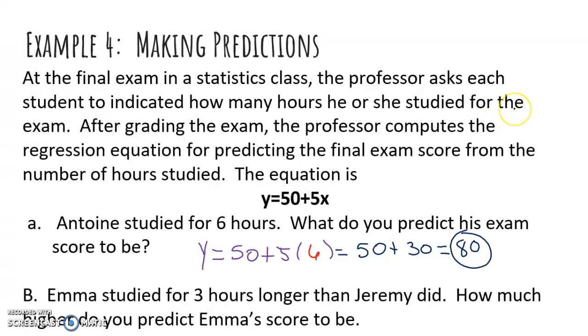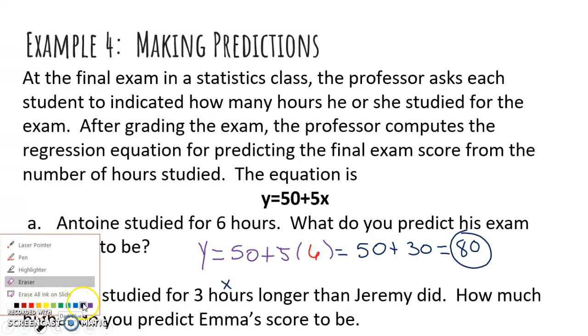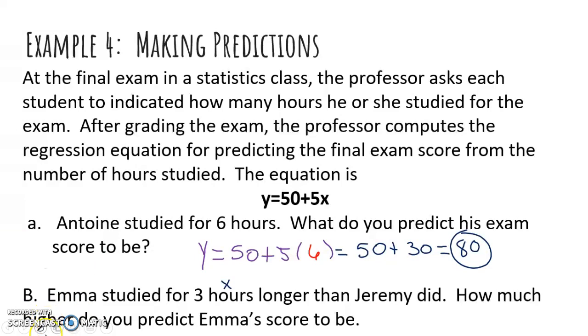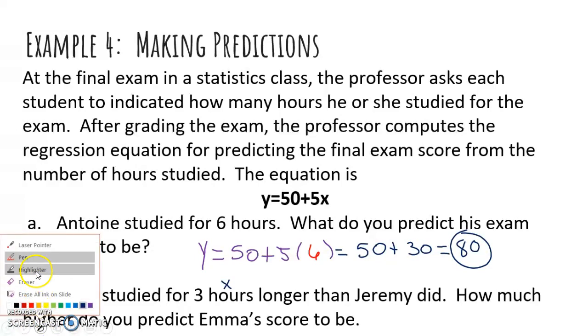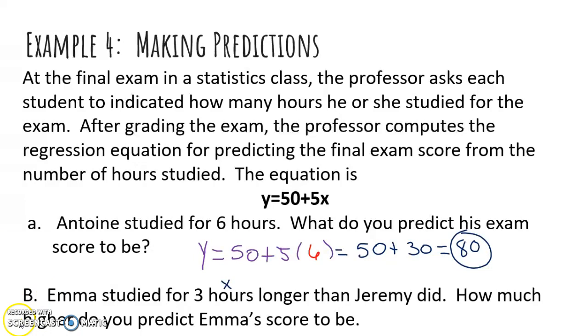All right, Emma studied for 3 hours longer than Jeremy did. The 3 hours, that's your x. So 3 hours longer than Jeremy did. How much higher do you predict Emma's score to be? So think about it for a moment, pause the video, and see if you can figure out what the answer is, and then we'll go over it.